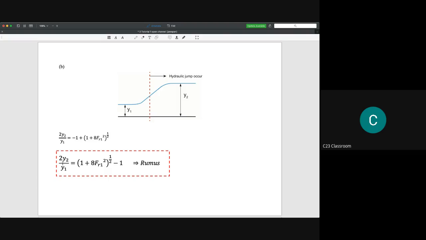Okay, so the equation will become 2y2 over y1 equals, in brackets, the square root of 1 plus 8 Froude number 1 squared, minus 1. Subscript number 1 here is the location before the hydraulic jump, and subscript number 2 refers to the location after the hydraulic jump. So you must remember that the Froude number here is the Froude number before the hydraulic jump occurred. Okay, so please remember this equation.